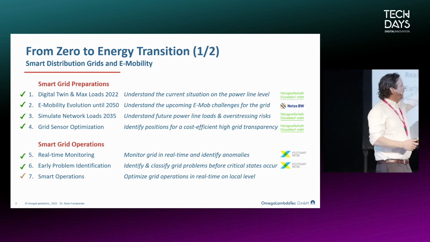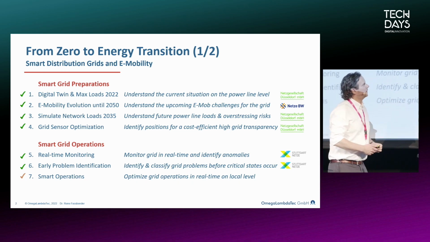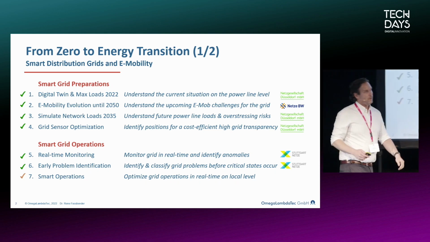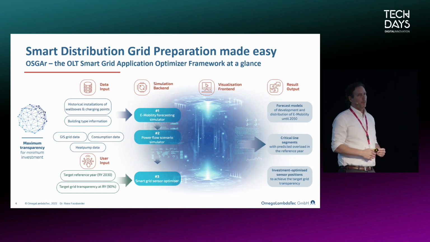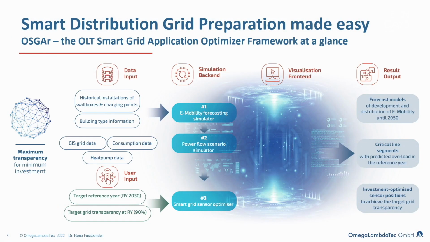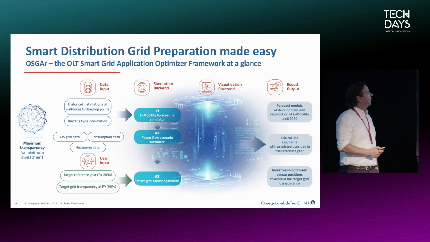Here we have the tasks, and here we have some real-life examples and references where these solutions are already running and are being tested. The first part, smart grid preparation, we have now put into an integrated solution that we call OSCA, the OLT Smart Grid Application Optimizer Framework. And this does basically the first 4 topics in one point. So the goal is maximum grid transparency for a minimum investment for future grid operations.